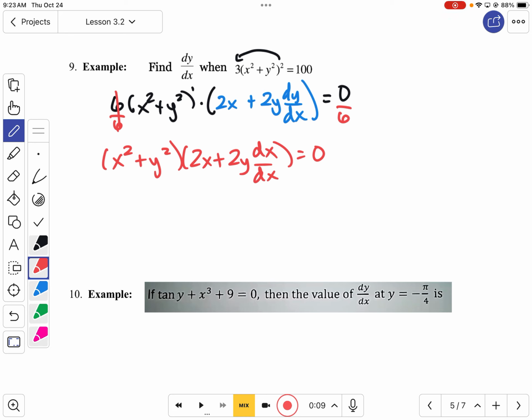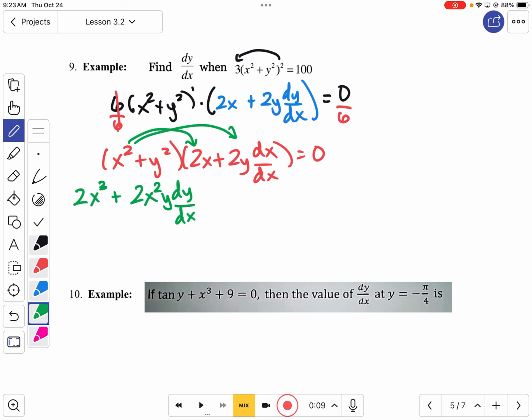This is like FOIL. This is like taking x plus 2 times x minus 7, but we've just got x's and y's and dy/dx's and all the things. It is too late, darling. All right, so here we go. We need to distribute. Hang with me. So 2x cubed plus 2x squared y dy/dx.